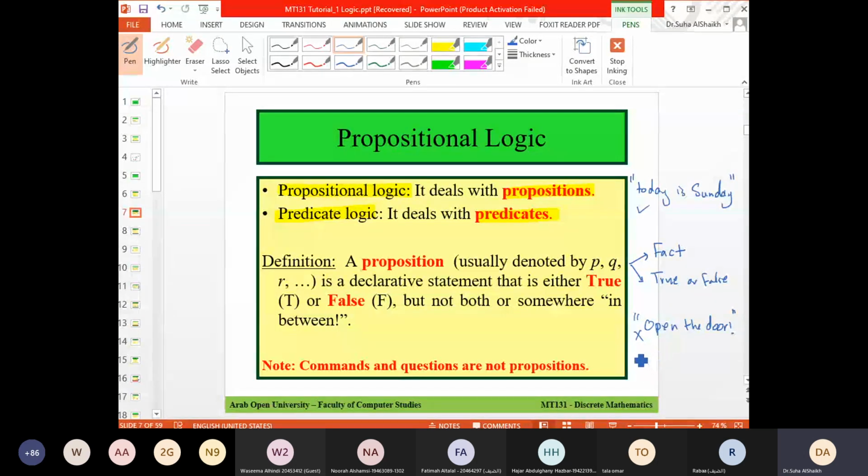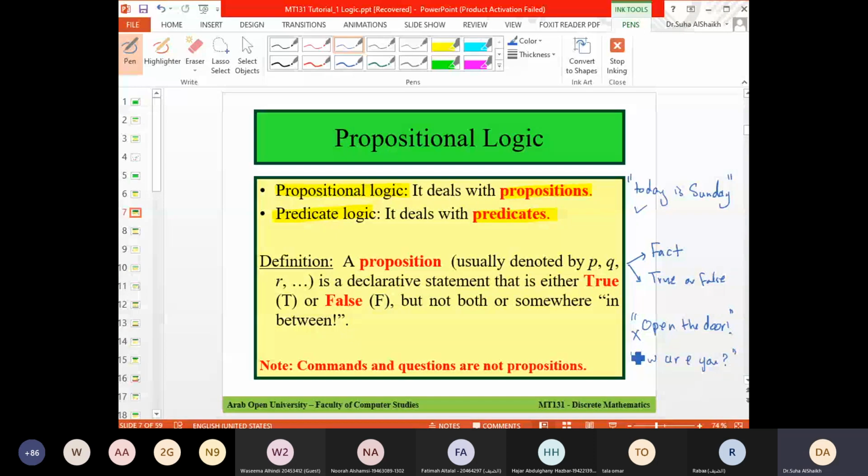Okay, if I ask you, how are you? This is a sentence, but does it have a fact? It's a question. It doesn't have a fact. So it's not a proposition.